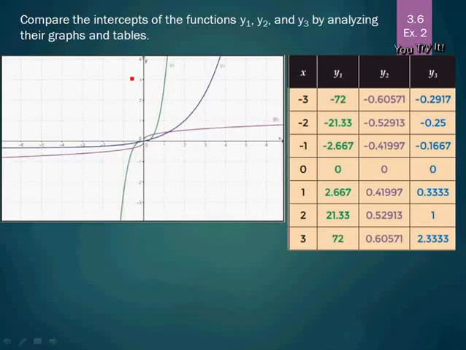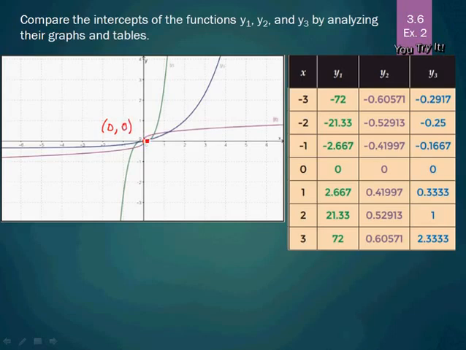Compare the intercepts of the functions y1, y2, and y3 by analyzing their graphs and tables. Okay, let's first look at the graphs. So looking at the x-axis, we're looking if any of the three lines cross the x-axis. And they do, and they appear to all cross the same point where x equals 0. And so our x-intercept will be 0, and then notice there our y value is also 0.